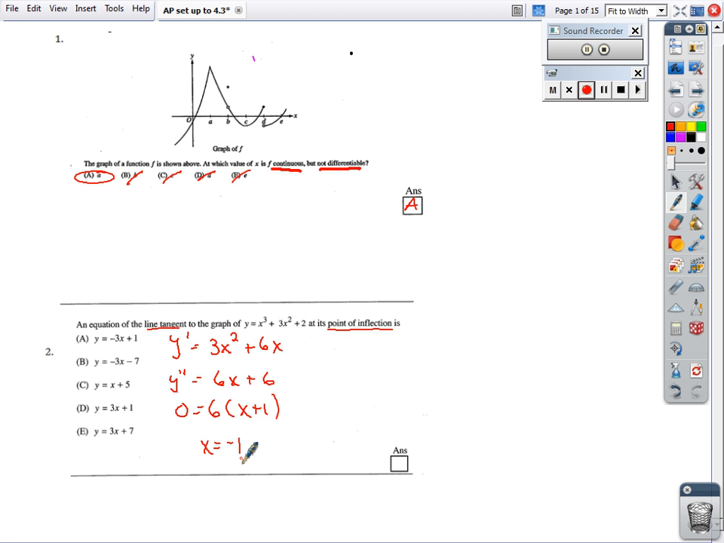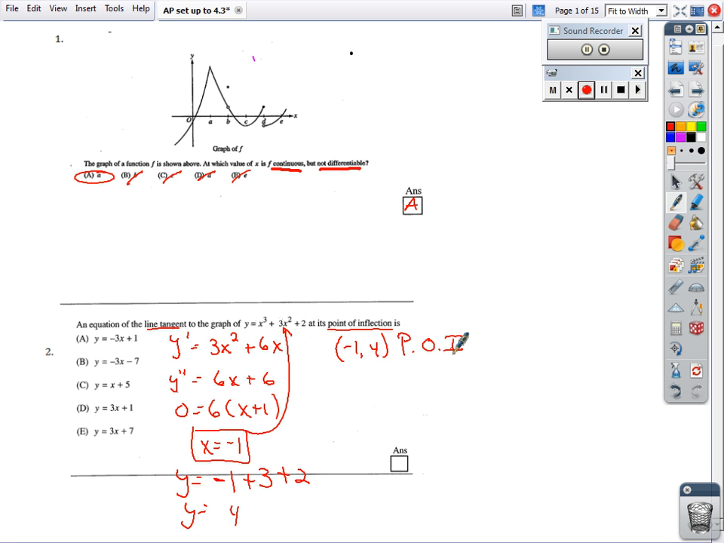If I'm going to write the equation of the tangent line, I also need the y coordinate of the point of inflection. So we're going to take x equals -1 and we're going to plug it back into our original function. So that's going to give me y equals a -1. That's going to give me +3 and +2. So the y coordinate of our point of inflection is at 4. So at (-1, 4) is our point of inflection.